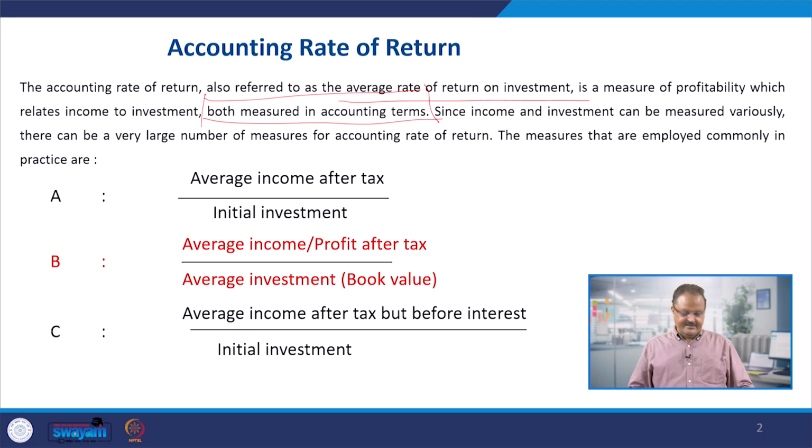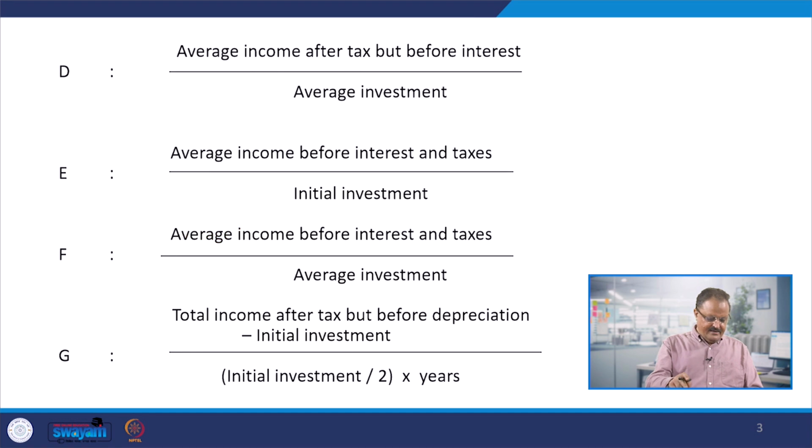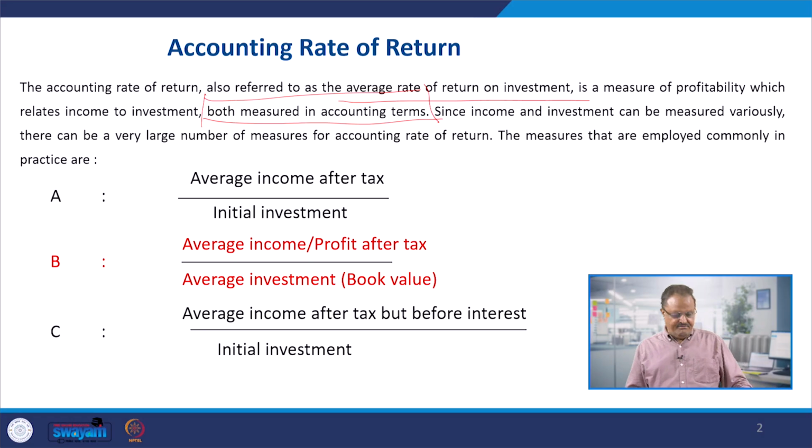In this discussion we can see that we have multiple measures ranging from A to G. We have the first one A, then B, C, D, and the last one is G. So in total, in 7 different ways or 7 different methods, you can calculate the accounting rate of return or the average rate of return.